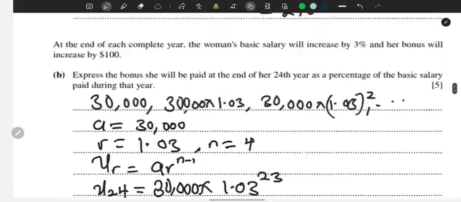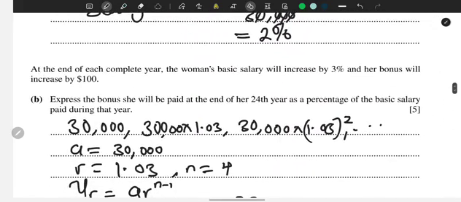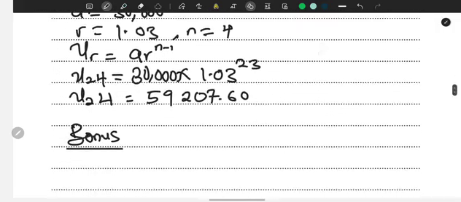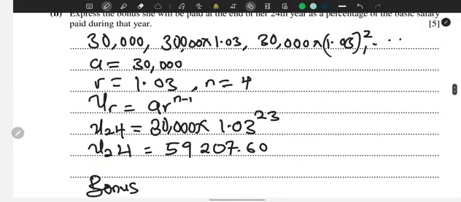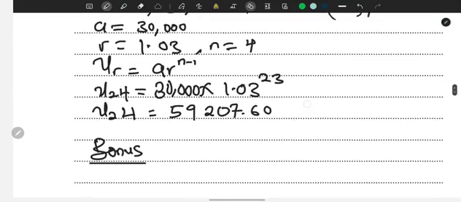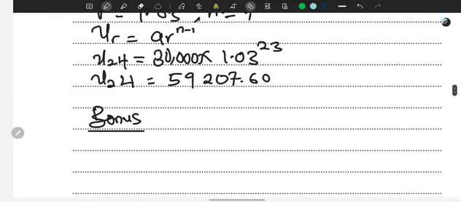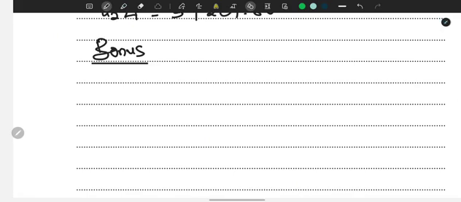Don't forget from here we are given that our bonus will increase by what? By 100%. So this one is different from the salary. Salary increases by 3%, while bonus increases by what? By 100%. Okay, and that implies that the first year bonus is 600.